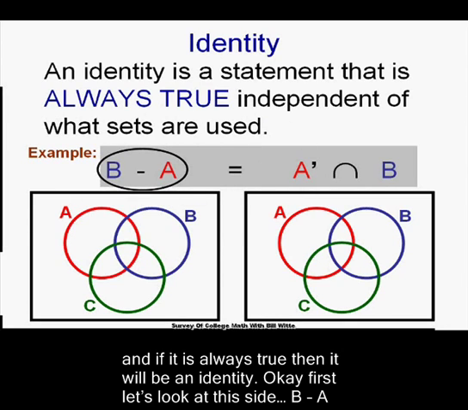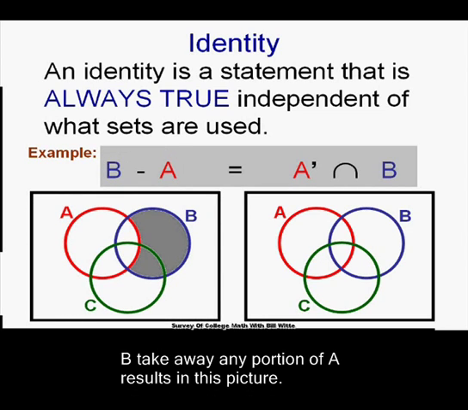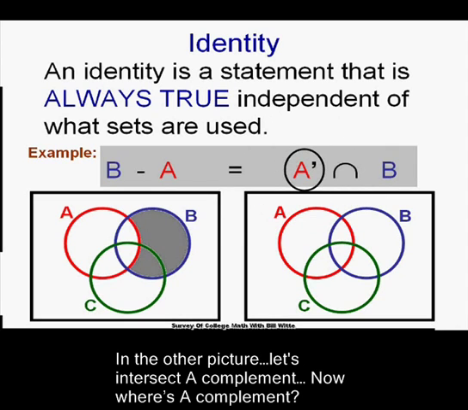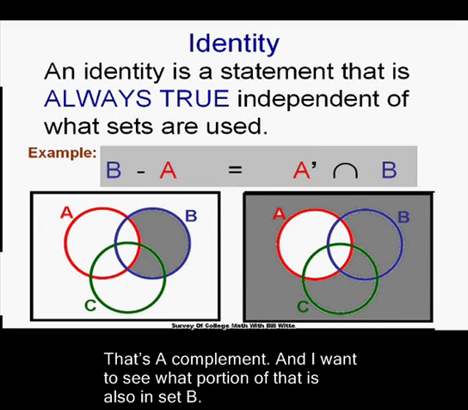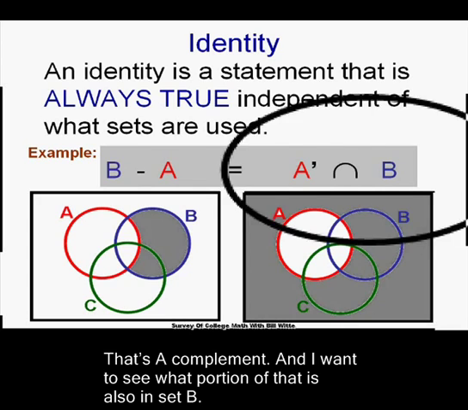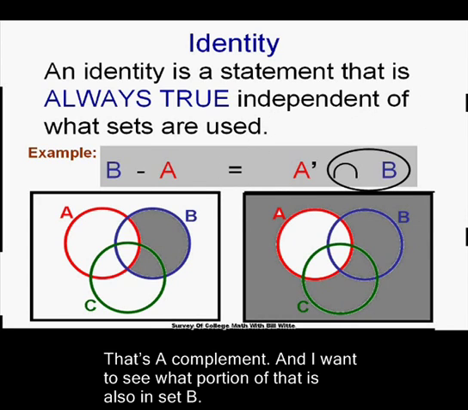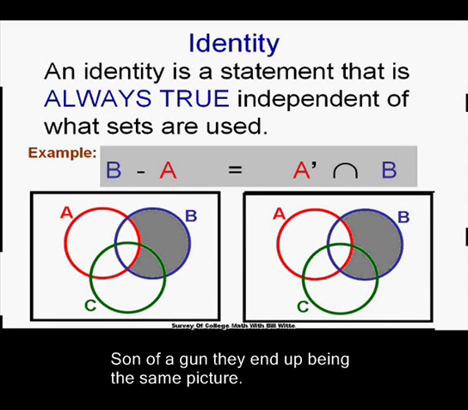B, take away any portion of A. There's your picture. B, take away any portion of A. Now in the other picture, let's intersect A complement. Well, where's A complement? That's A complement. And I want to see what portion of that is also in B. Remember? Intersect it with B. And son of a gun, they end up being the same.